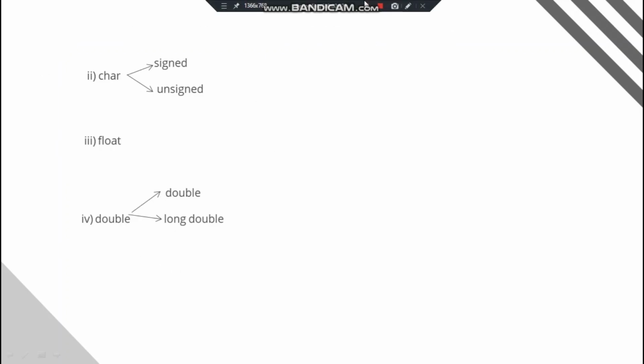Then second one, char. It is also subdivided into signed and unsigned. Third one, float. Float is used to store floating value numbers, that is, with a fractional part. Then double. Double is also used for floating point values.